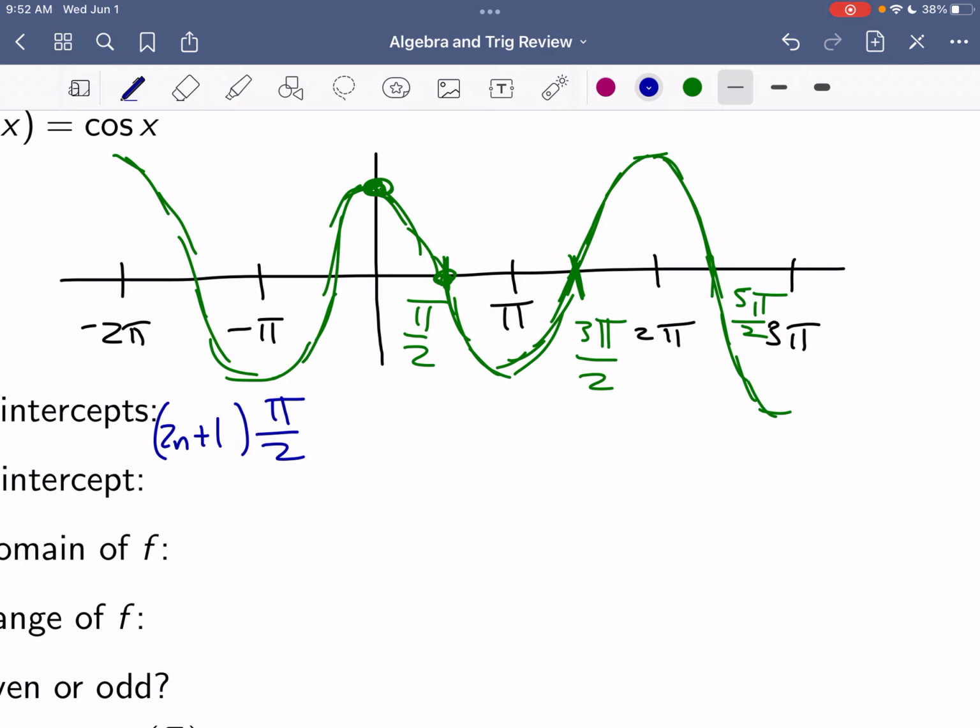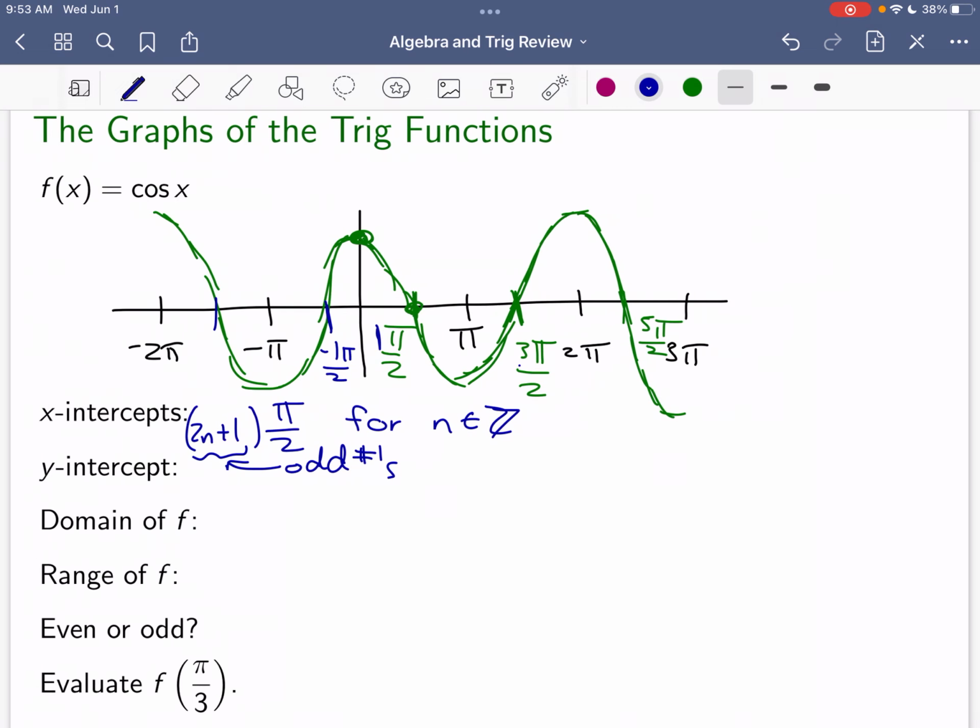I will typically write it as 1 more than an even number. So this goes over odd numbers. So it's an odd number times pi over 2. So 1 pi over 2, 3 pi over 2, 5 pi over 2. Similarly, you would have negative 1 pi over 2, negative 3 pi over 2, and negative numbers can be odd as well. So that's our x-intercept.